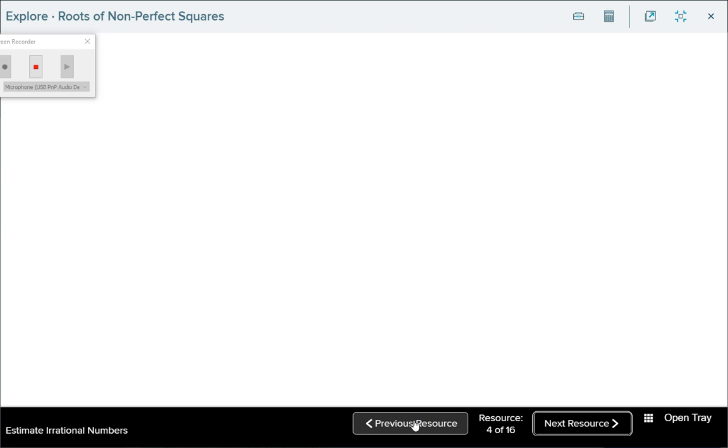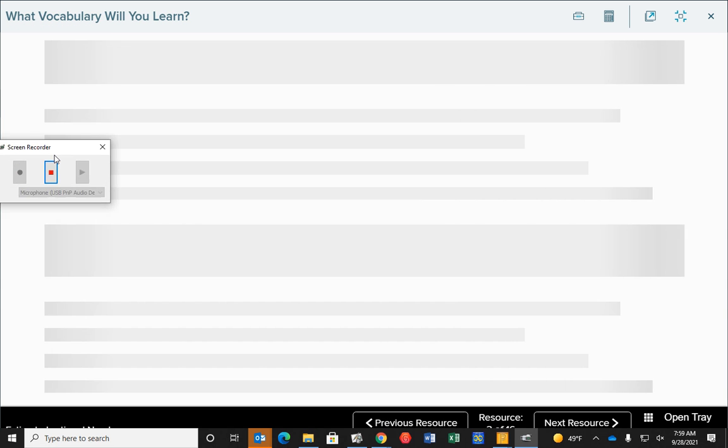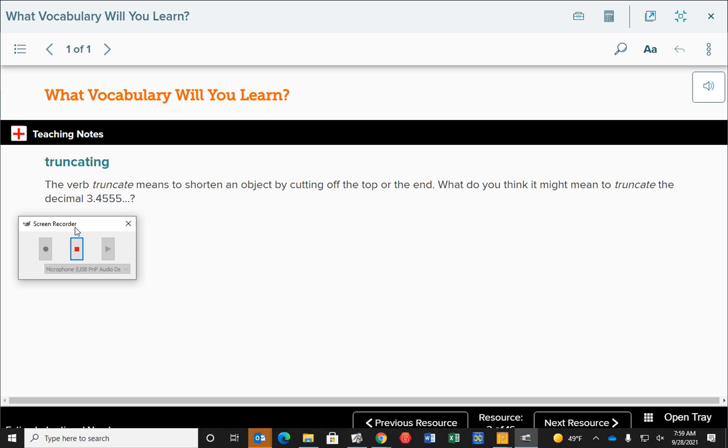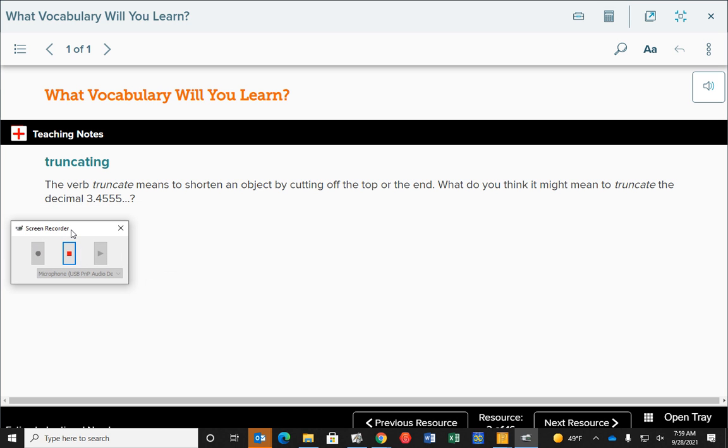Well, first of all, does anybody know what this word means? Truncate. To truncate? Okay, write that down. To truncate a number, it's not the same as rounding. You don't want to round an irrational number, because it makes it seem like it's rational.